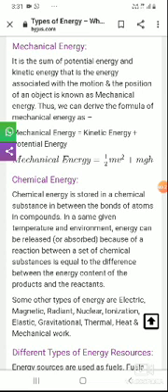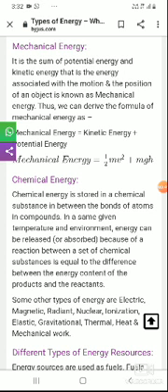Mechanical energy is the sum of potential energy and kinetic energy, that is, the energy associated with the motion and the position of an object is known as mechanical energy. Dear students, you know the mechanical energy is the sum total of potential energy and the kinetic energy.